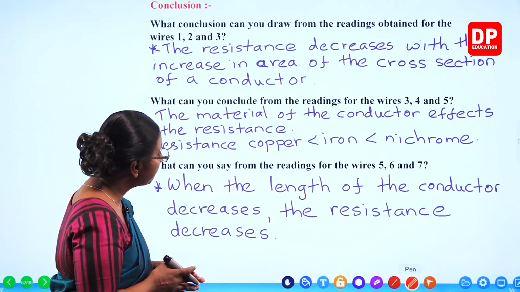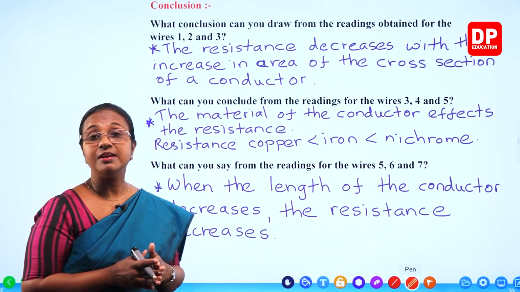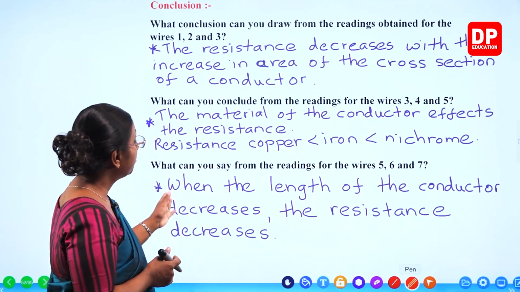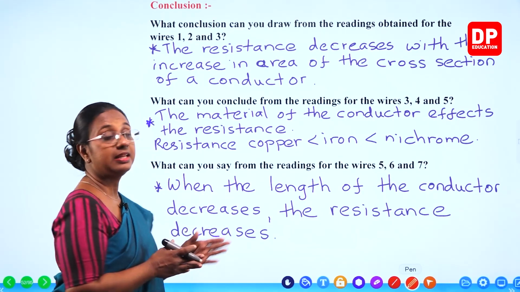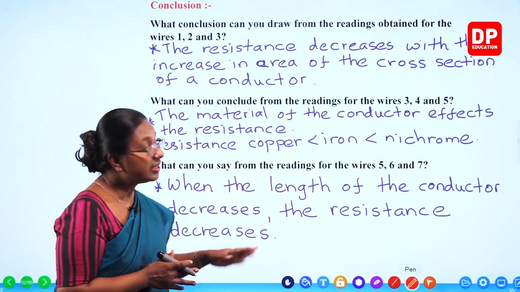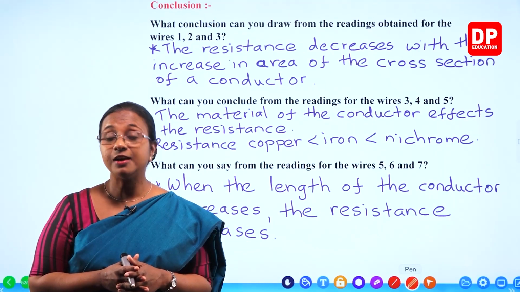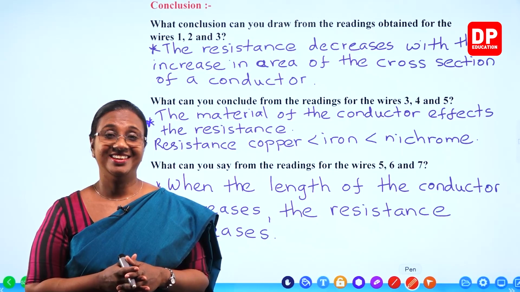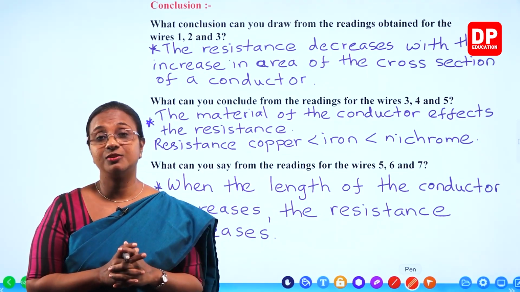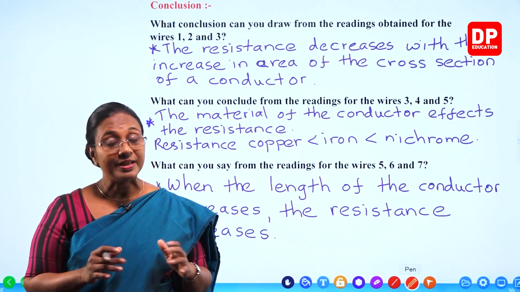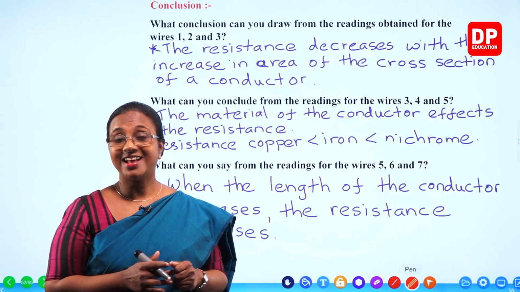And what can you say from the readings for the wires 5, 6 and 7? When the length of the conductor decreases, the resistance decreases. So those are the conclusions that you can get from the activity. I am sure you all saw the observations and you all understood these conclusions clearly. So with that, students, I will move on to the next slide.